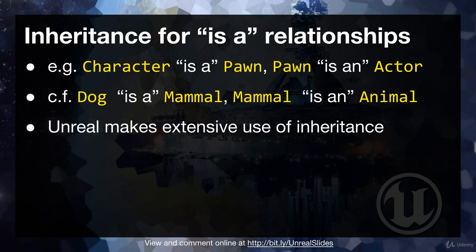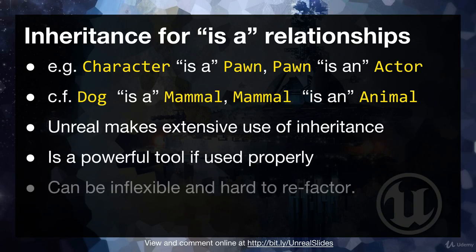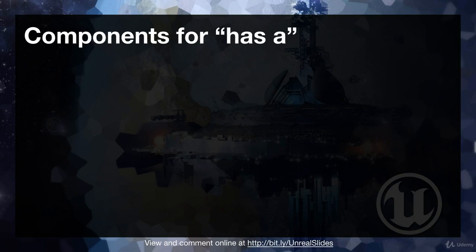Unreal makes extensive use of inheritance. It's a powerful tool if used properly, but it can be really inflexible and hard to refactor if you overuse it. So in this course, we'll be sticking to 2 or 3 levels of inheritance in our own code at the most, and trying to keep our hierarchies what we call fairly flat. And then we can use another tool to add richer behavior, which is components.